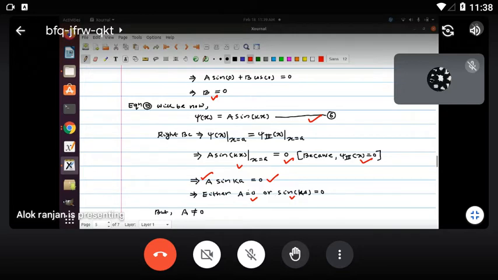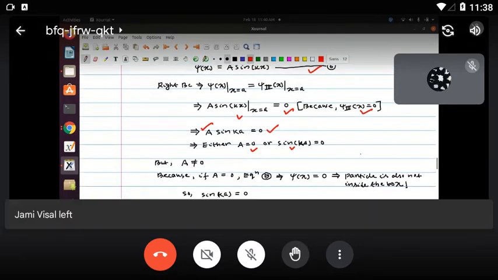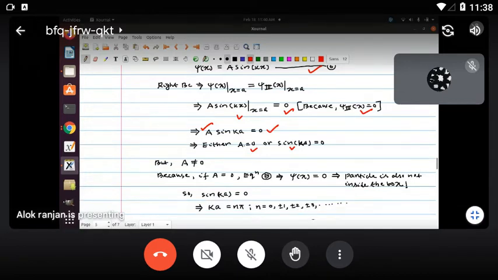But I'll tell you that a cannot be 0. Why can a not be 0? If you put a as 0, irrespective of whatever value of x or wherever you are inside the box, the solution is 0. That means psi x equal to 0. So if psi x equal to 0, what does it mean? The particle is not inside the box. Then why are we solving? In mathematical language, when we put a equal to 0, it's called a trivial solution. So we should deal with the non-trivial solution.